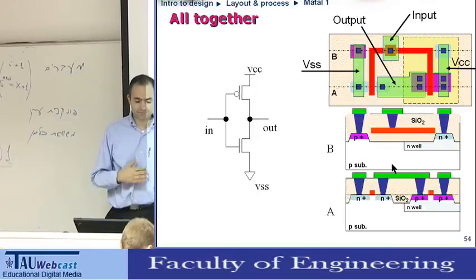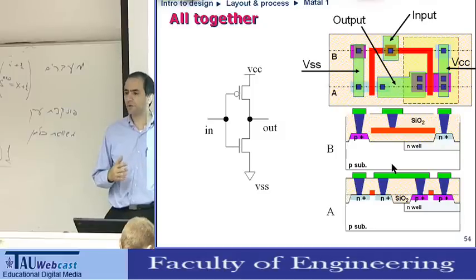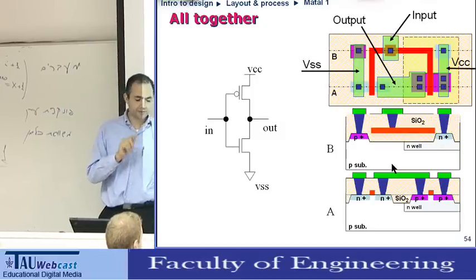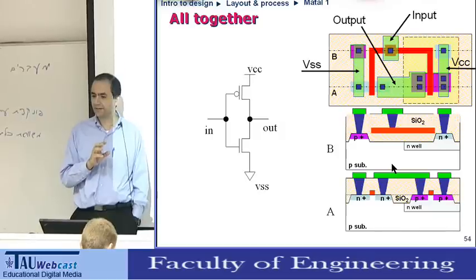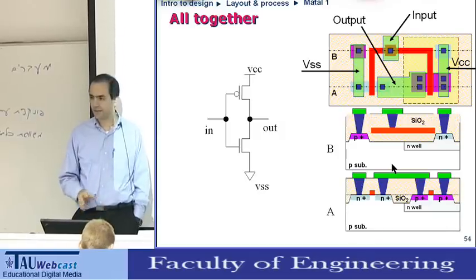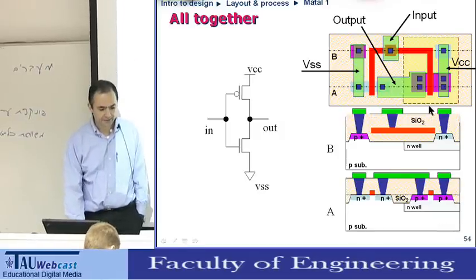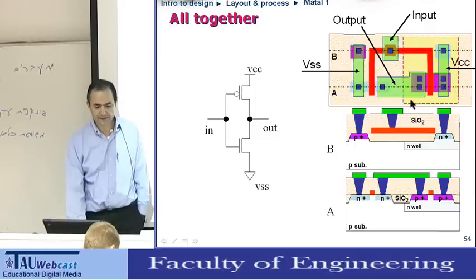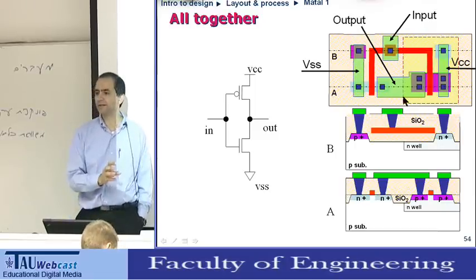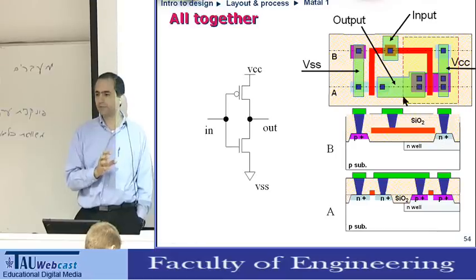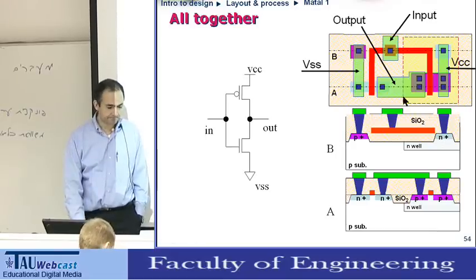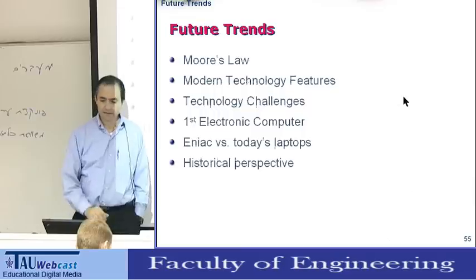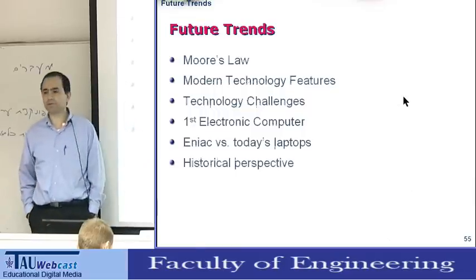I did it in a much quicker way than last time, just to show you that we have a 3-dimensional process, and that eventually, looking at the different colors, you can say what the layout means. So this is an inverter. Now we'll move into future trends.